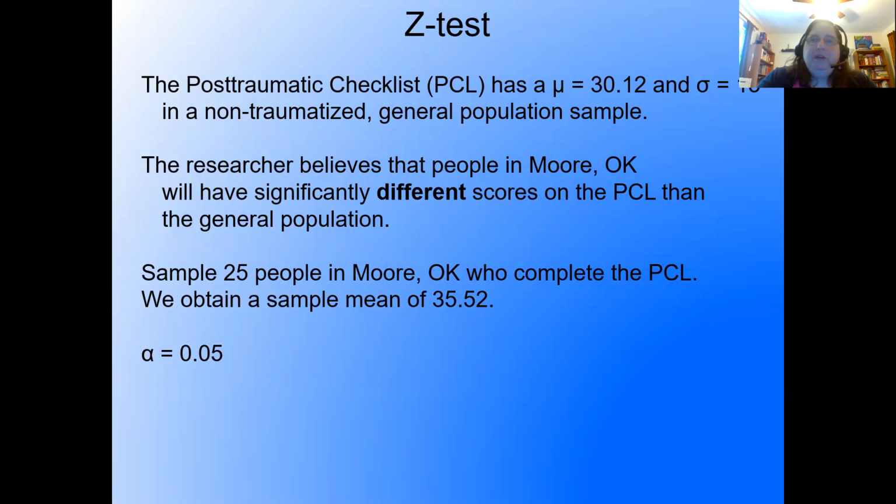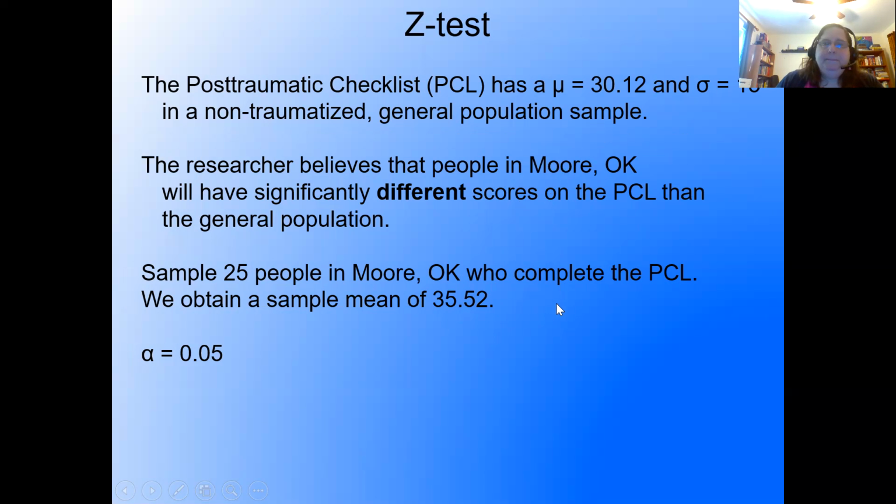We sample 25 people, still the same, in Moore, Oklahoma, who complete the PCL, and we obtain a sample mean of 35.52. Not the same. Just change this from 36 to 35.52. So in fact, this is now closer to this. The 35.52 is closer to the 30.12 than it was before. Remember, before it was 36, right? So it's a little further away from 30.12. Now it's a little closer.